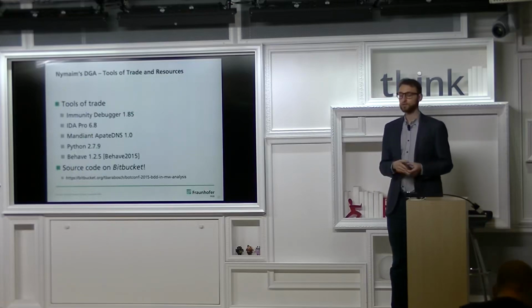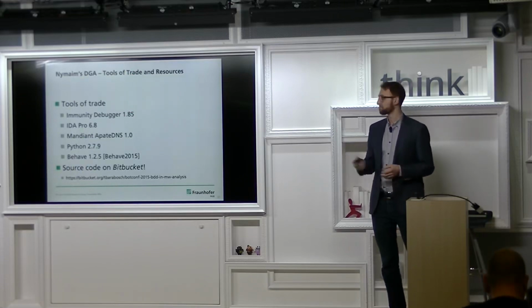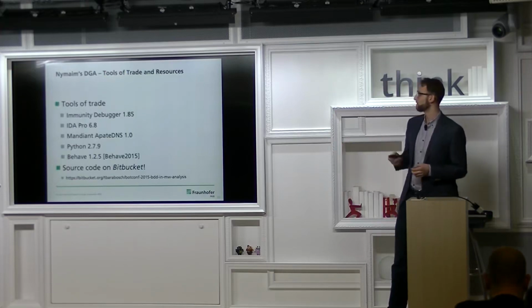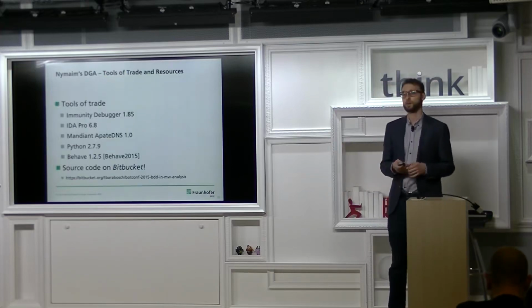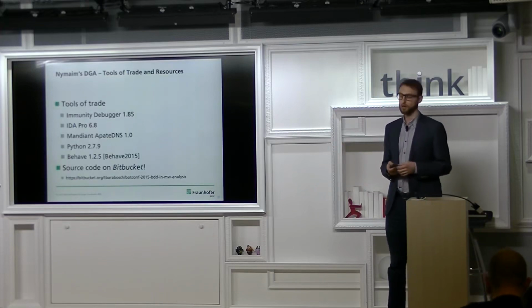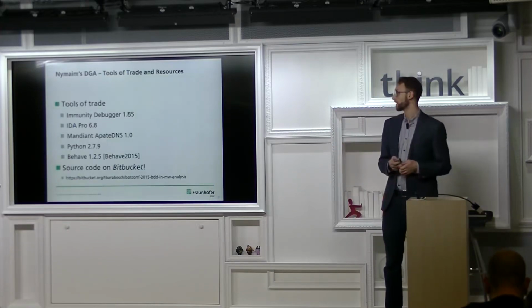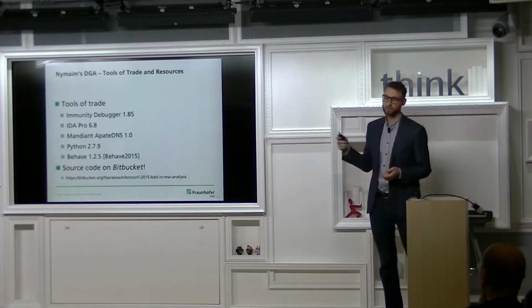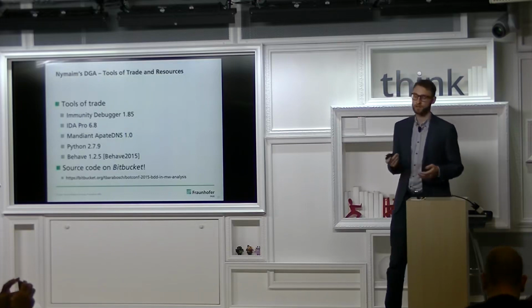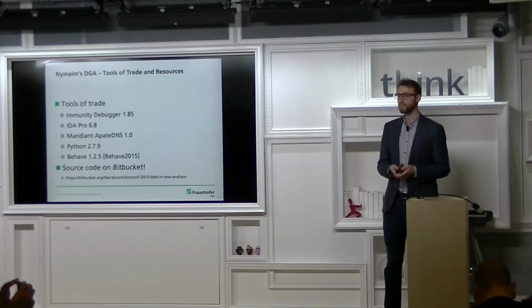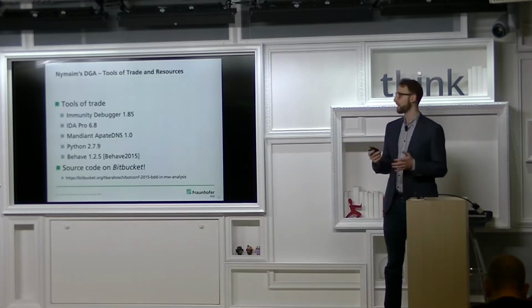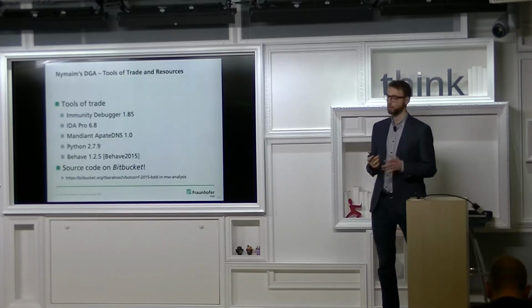The tools I used for re-implementing the DGA were standard tools: Immunity Debugger, IDA Pro, and Mandiant APT DNS in order to fake DNS responses. We implemented the behavior in Python and used the BDD library behave. Later on, I'm going to push the source code to Bitbucket, so you can have a look. And I think that's always better than talking about source code in slides. So you should definitely have a look and see how one could do this.